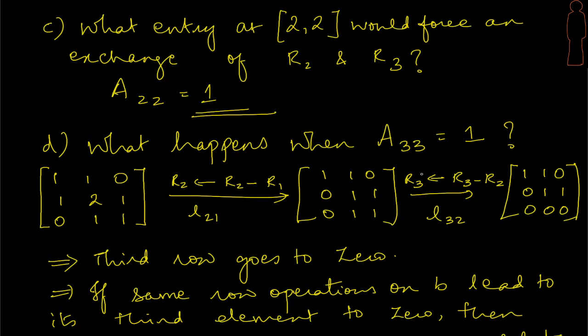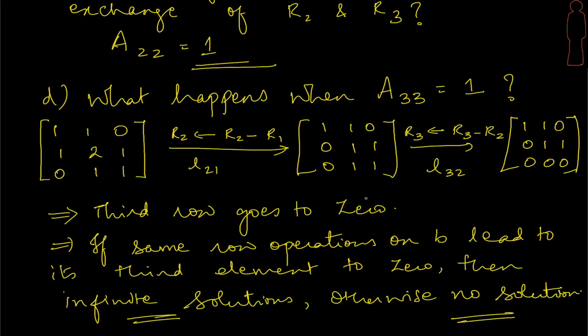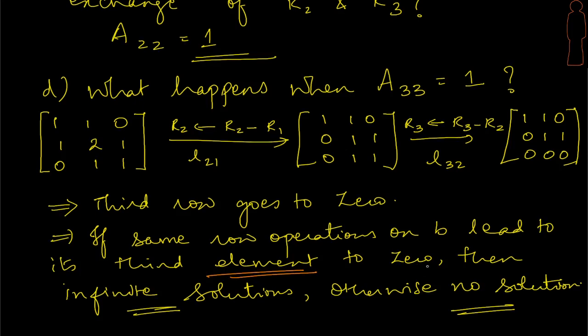But more important than understanding this is to talk about what will happen to the right hand side if it is given, right? So here is the answer for that. If the same row operations on B lead to the third element going to 0, here is the important point: we find that the third pivot has gone to 0, and if the third element goes to 0 on the same row operations on B, then we are going to have infinite solutions, right? If not, if it is a non-zero element there, then we are not going to have any solution, right? So do think about this part.